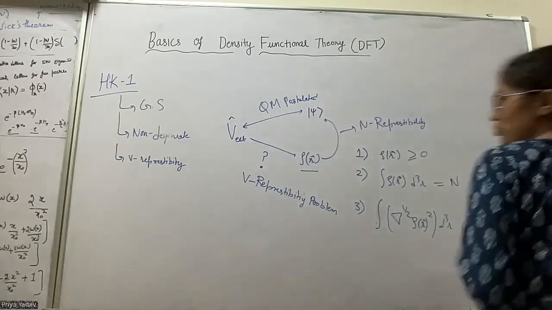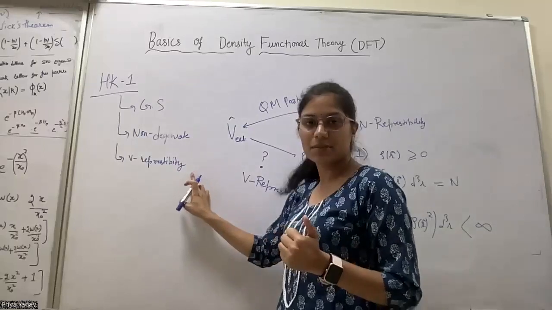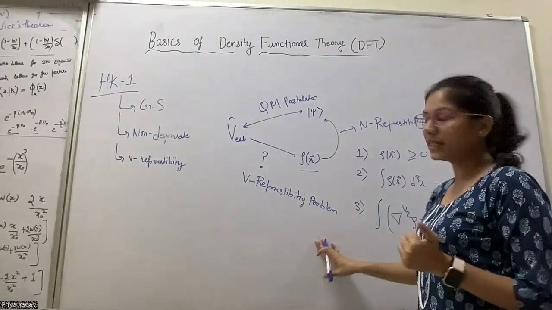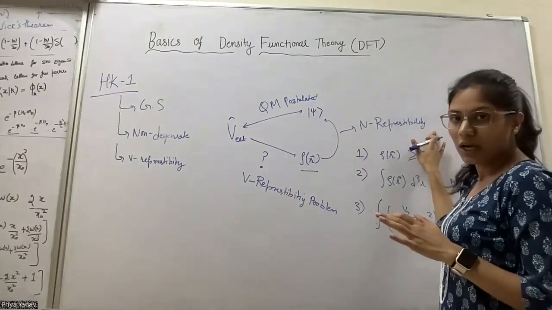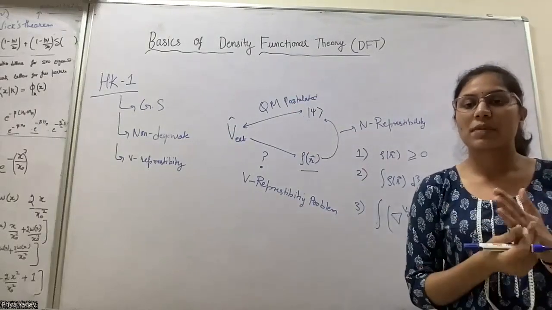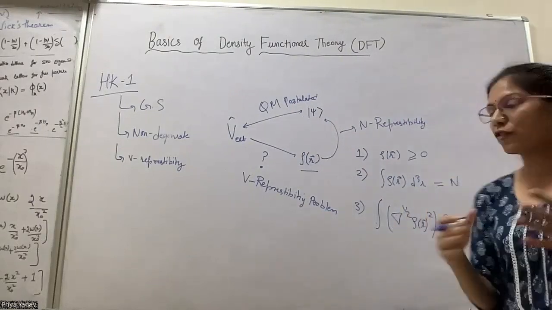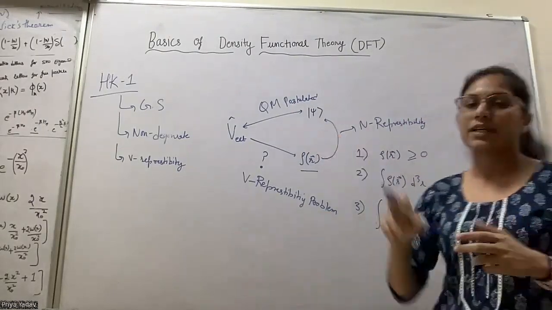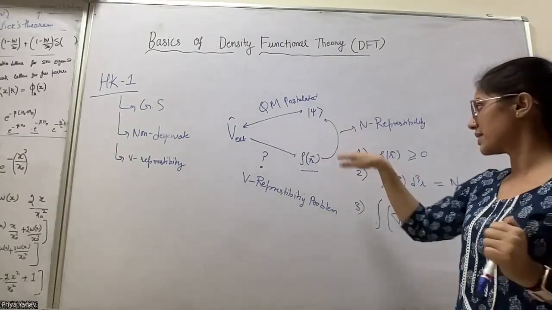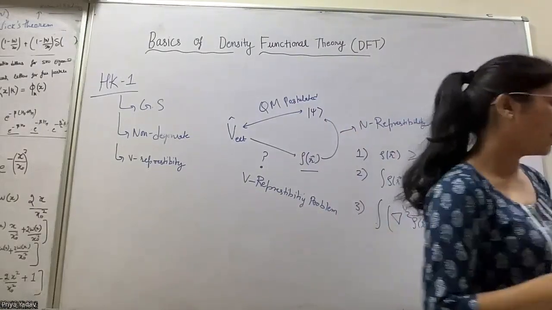So the Hohenberg and Kohn theorem was for the non-degenerate and V-representable case. But here we said that if there is no V-representability, then N-representability will do. And there was another theorem given by Levy, the constrained search formulation, which was extended to N-representable and degenerate cases, but for the ground state only.